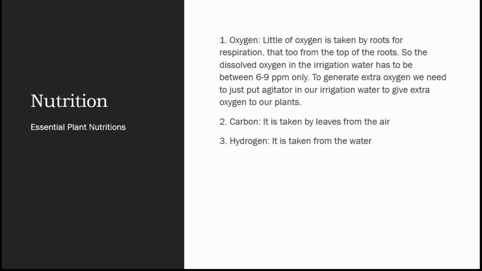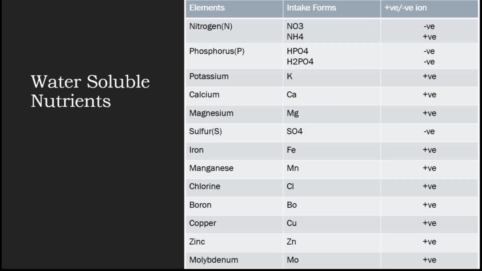Next comes carbon. It is taken by leaves from the air in the form of carbon dioxide. And third comes the hydrogen. It is taken from the water that we actually give to our roots in our hydroponic system. Next comes the water soluble nutrients. This is the most important part here because all our nutrients that we are adding to our plants in our hydroponic system have to be water soluble.